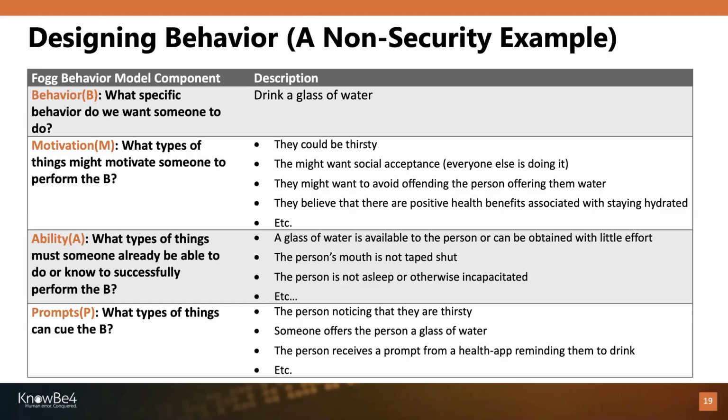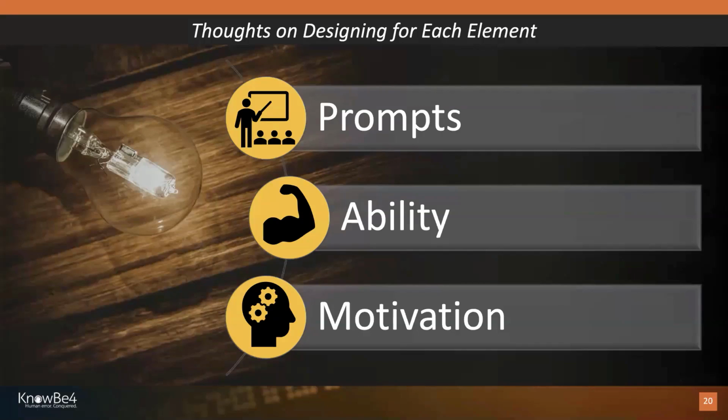So the person could notice that they're thirsty, an internal prompt. Someone could offer that person a glass of water, which would be an external prompt that also has a motivator tied into it because of that social piece. They could receive a prompt from a health app reminding them to drink, and so on. They could get an email, a newsletter, see a sign. All of those are examples of prompts. And so in all of these, they work together. And when any of these are absent, you will not have the behavior.